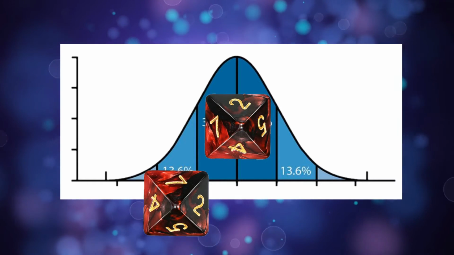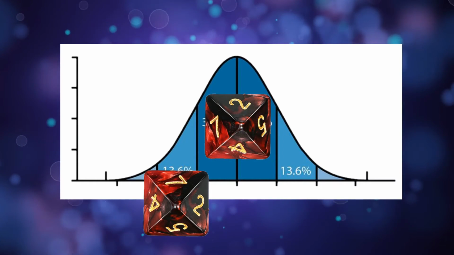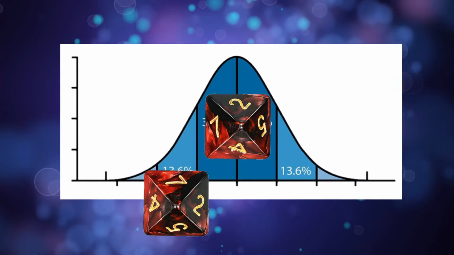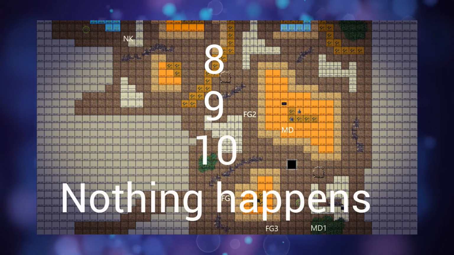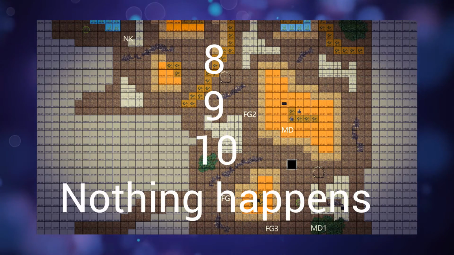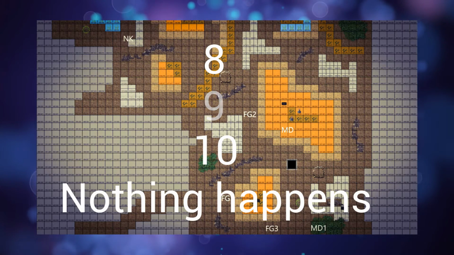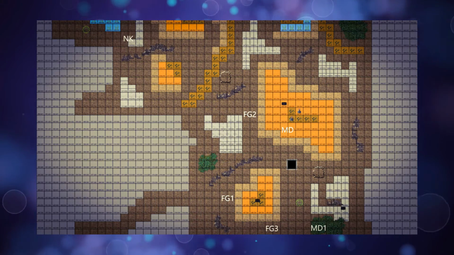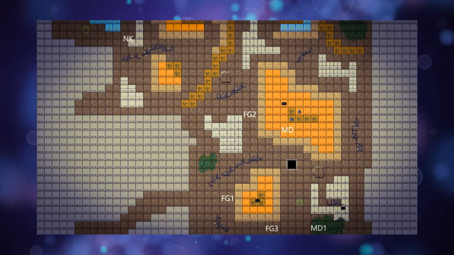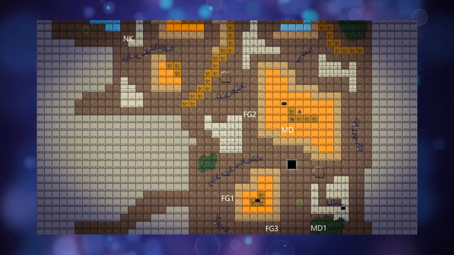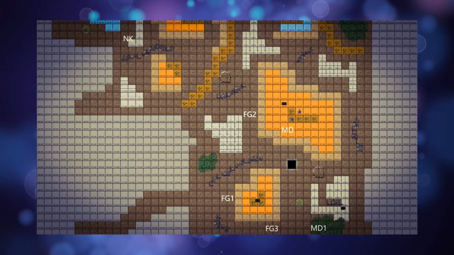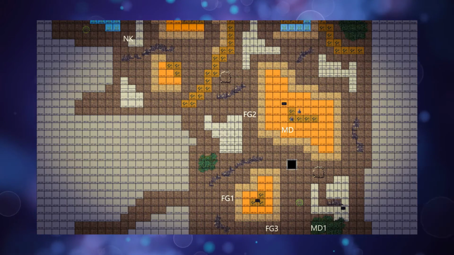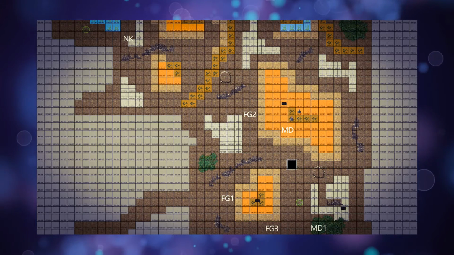Looking at this, I want to point out the very first thing. Numbers 8, 9, and 10, nothing happens when your party rolls those numbers. That gives you a 22 out of 64 chance of nothing happening, or roughly 34%. And that's kind of where you want to be when you make a random encounter chart. A third of the time, nothing should happen.